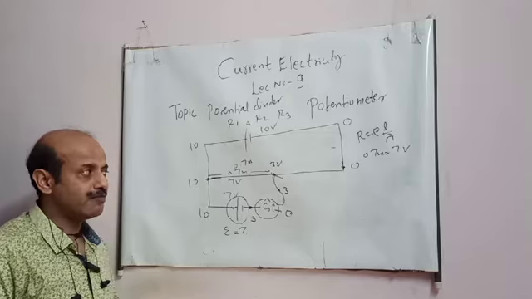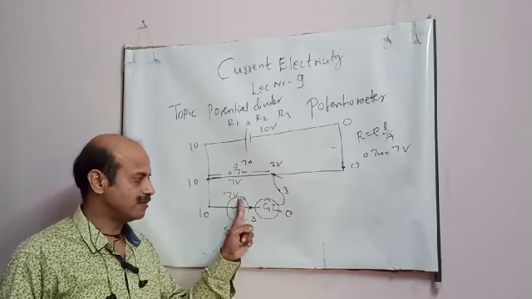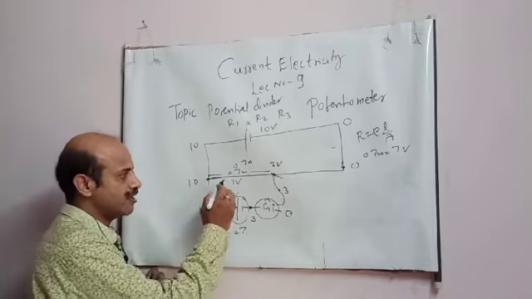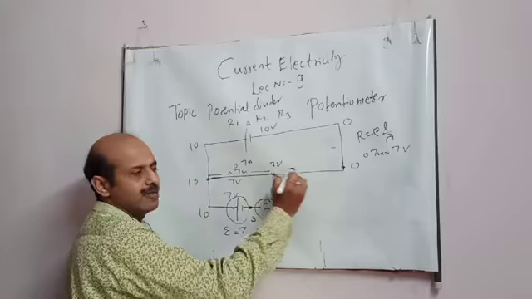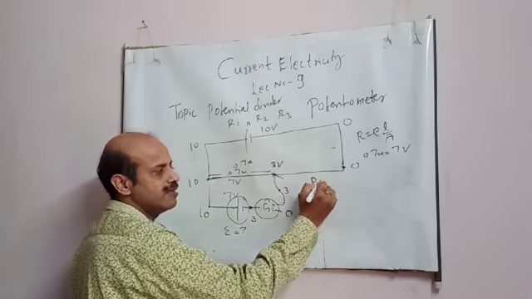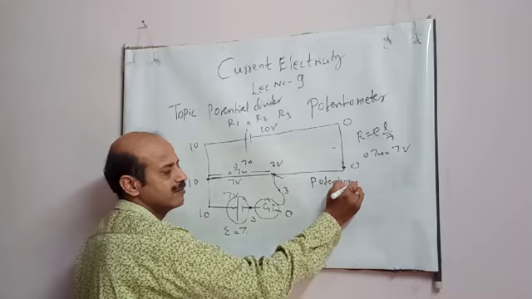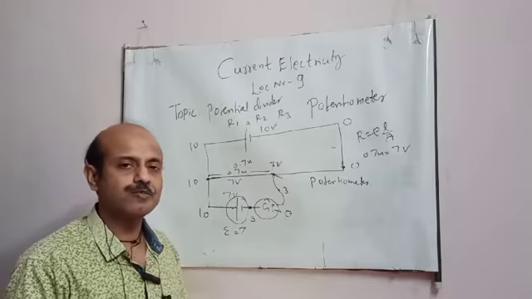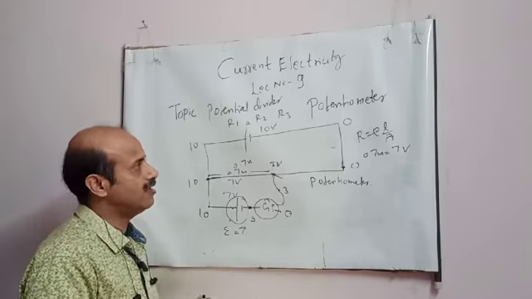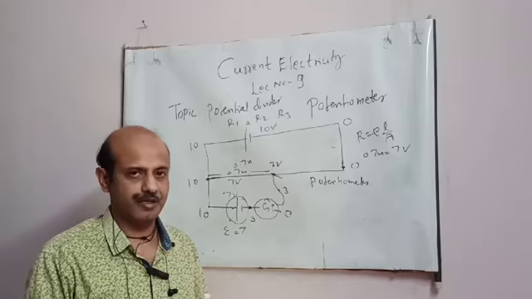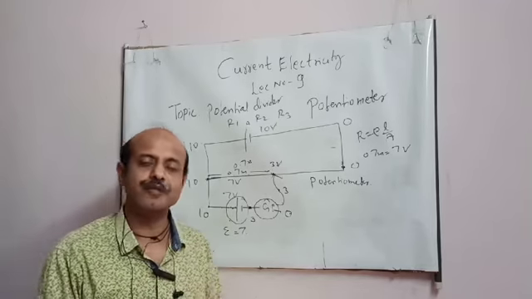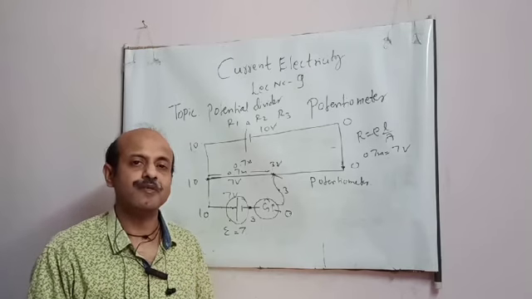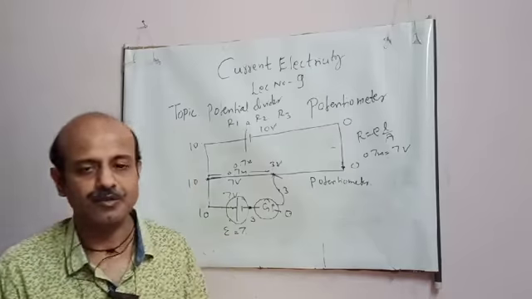So indirectly, by this arrangement I can find the EMF of this battery by finding the null point. Basically, this part of the instrument, this wire, is known as a potentiometer. The potentiometer is only this much part, and with its help I can find an unknown EMF. I will continue this in the next lecture with more detail. Today my aim was to explain how to find the potential at any point and the potential difference with the help of the potential divider formula. Thank you students.